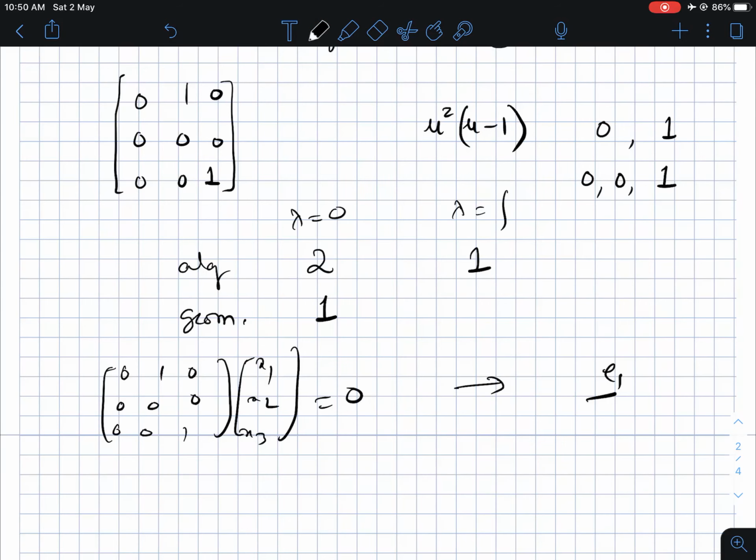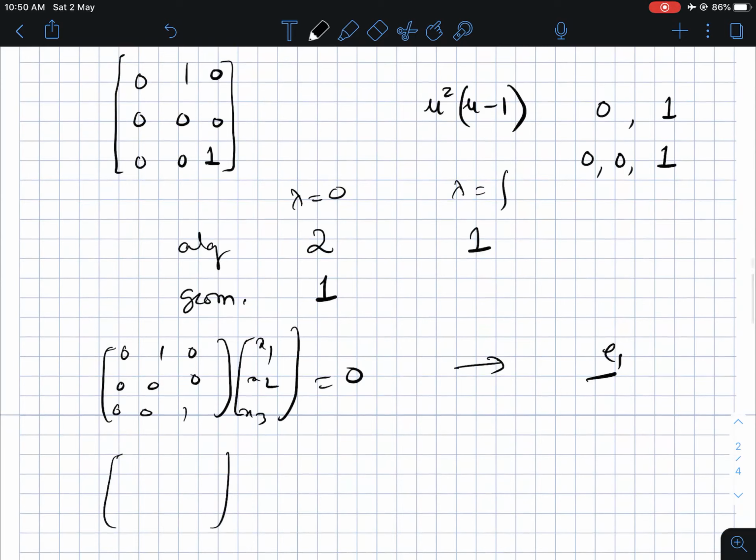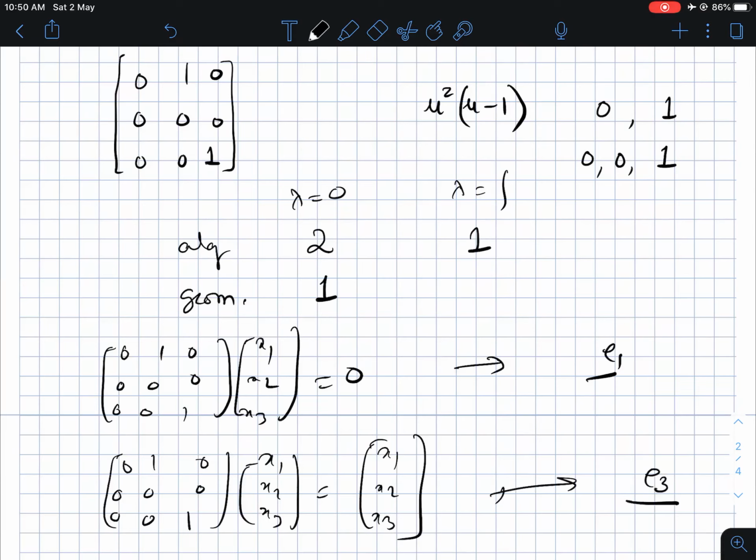For lambda equal to 1, what is the eigenvector? If lambda is equal to 1, once again you can just multiply the matrix 0, 1, 0, 0, 0, 0, 0, 0, 1 with x1, x2, x3, which is equal to x1, x2, x3. Once again I leave the computation to you, and you will see that the only eigenvector is e3. I'll leave this as an exercise.